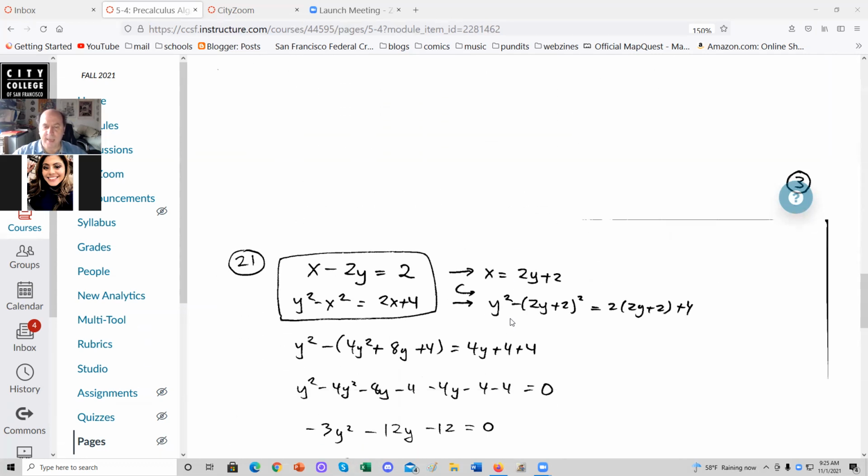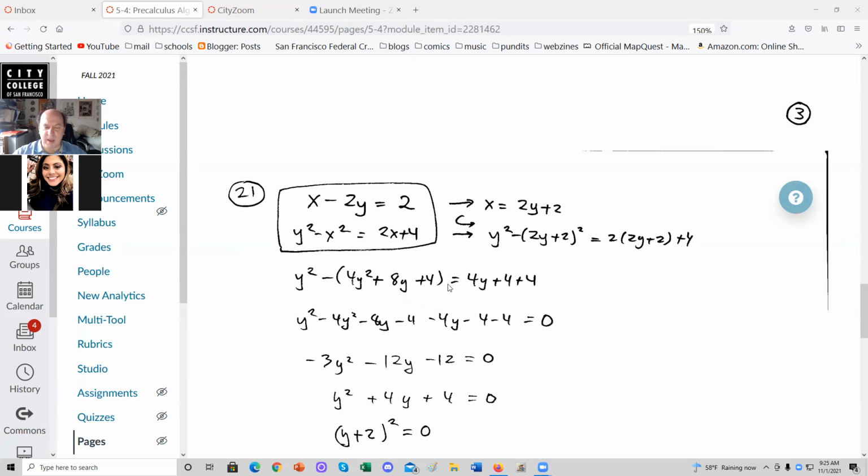Okay, here we have, let's see, x minus 2y is 2, x squared minus y squared is 2x plus 4. This is a line. This, I guess, is a hyperbola. So what does a line meeting a hyperbola mean? Okay, from this one, first we solve for x. x is 2y plus 2. Substitute into the second one. y squared minus the square of 2y plus 2 equals twice 2y plus 2 plus 4.